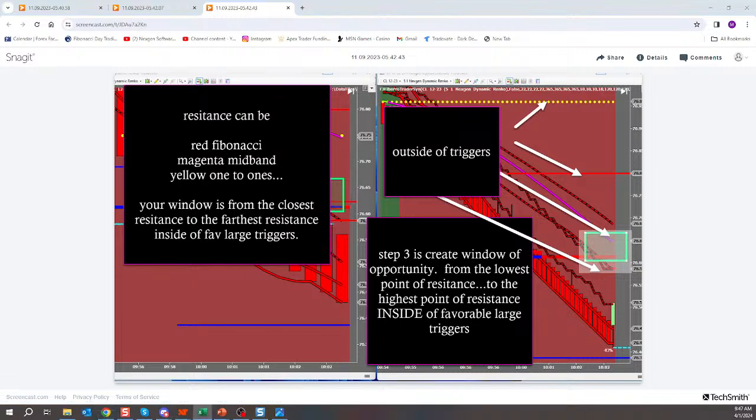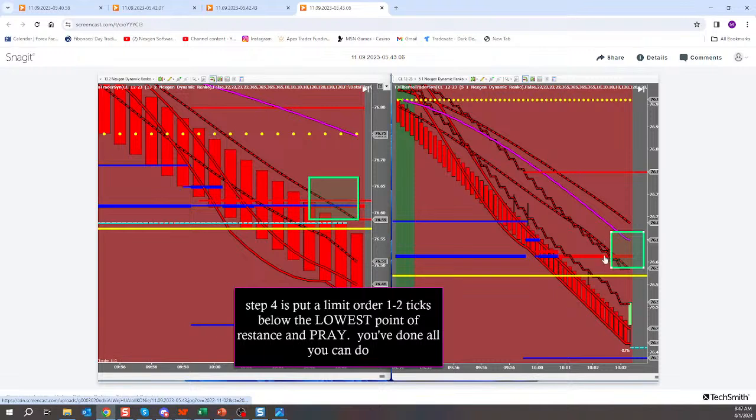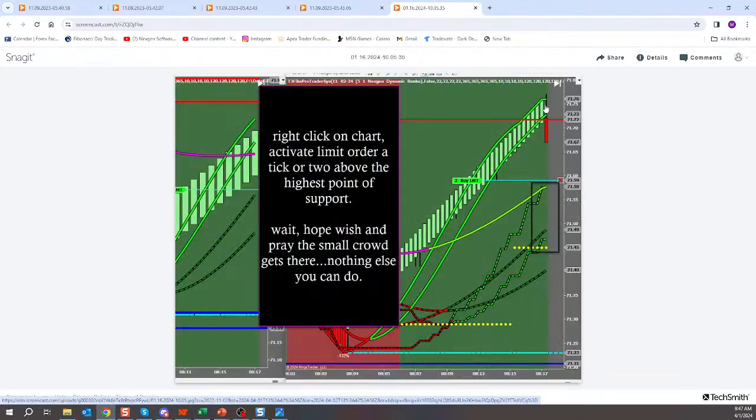And the only thing left for you to do is to activate a limit order just below the lowest point of resistance. You're going to right click and activate a limit order, and you're literally going to sell the market as it comes up to you. And there, you can't control the small crowd, guys. They're either going to make it or they're not. You can't control the small crowd. When the reversal bar prints, all you can do is create your window and activate your limit order.